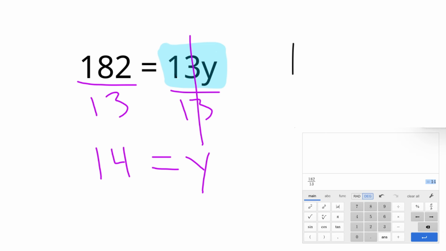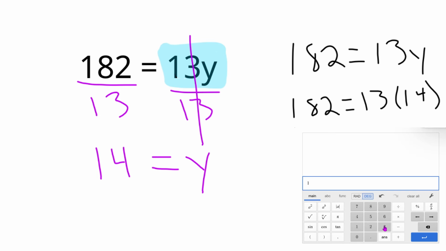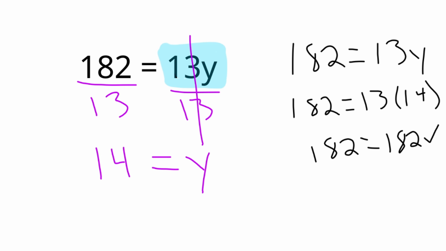Now let's perform a 3-step check. First step, rewrite your original equation. The next step is to plug in what y is. Y is 14. So we have 182 equals 13 times 14. The next step, confirm that 13 times 14 is in fact 182. We get 182. It checks out.